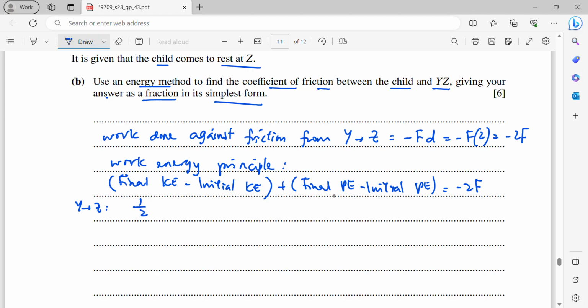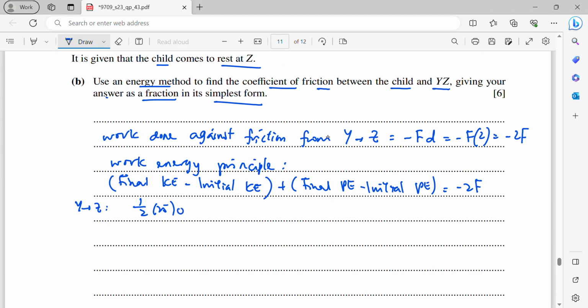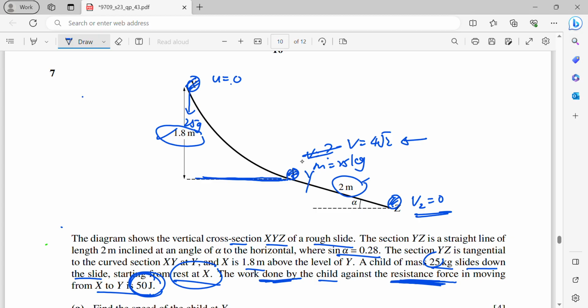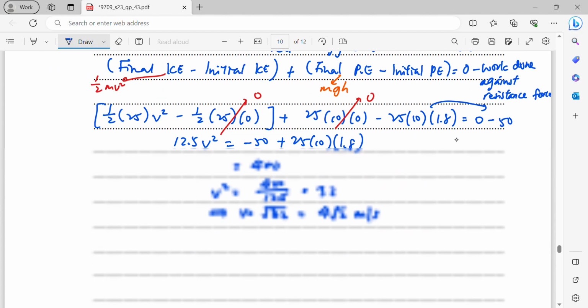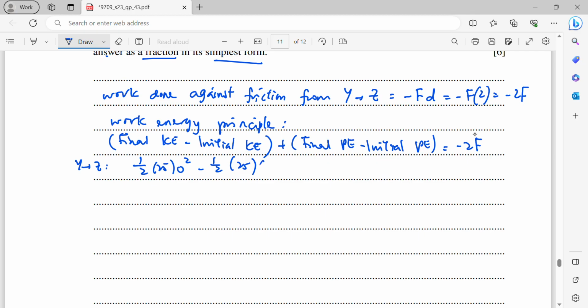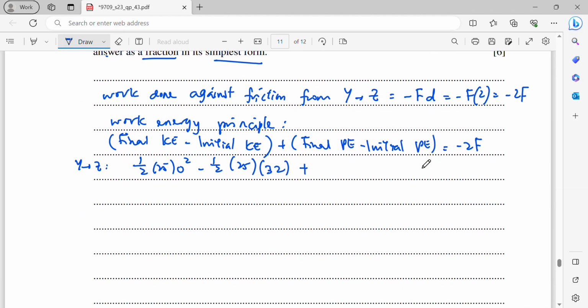Now I will just replace half M, which is 25. Final KE: the V will be 0 because when it reaches the Z, it comes to rest. Okay, so 0 minus half M. The initial KE means that we refer to the V at the Y. This is the Y, which is 4 root 2, or I would say V squared is 32 from the previous calculation. So it will be 32, plus final PE. Again, it already reaches the bottom, which means the H will be 0. So I will get 25G0.